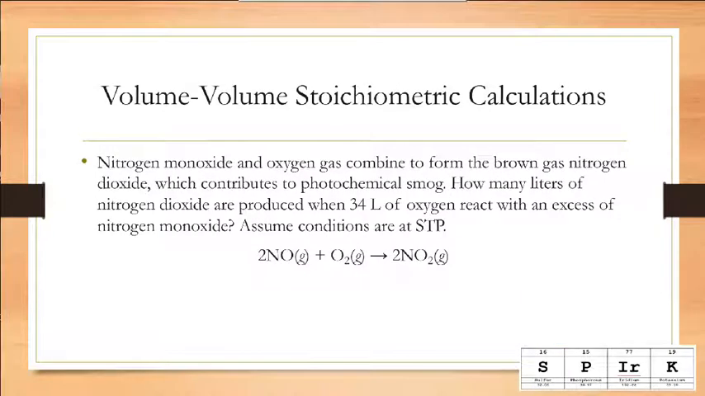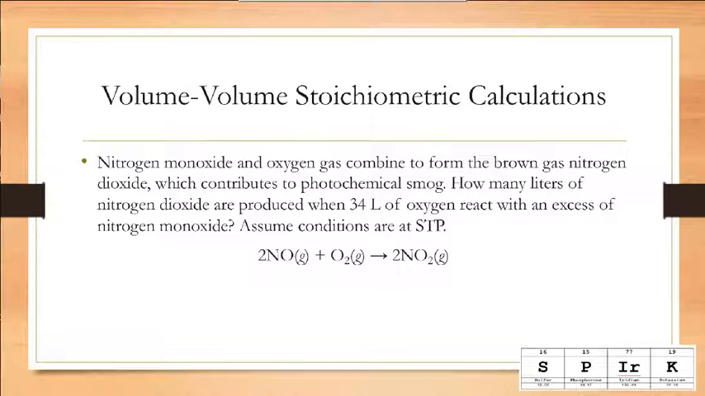We can also do this for volume. So we have nitrogen monoxide and oxygen gas. They combine to form the brown gas nitrogen dioxide, which contributes to photochemical smog. How many liters of nitrogen dioxide are produced when 34 liters of oxygen react with an excess of nitrogen monoxide?